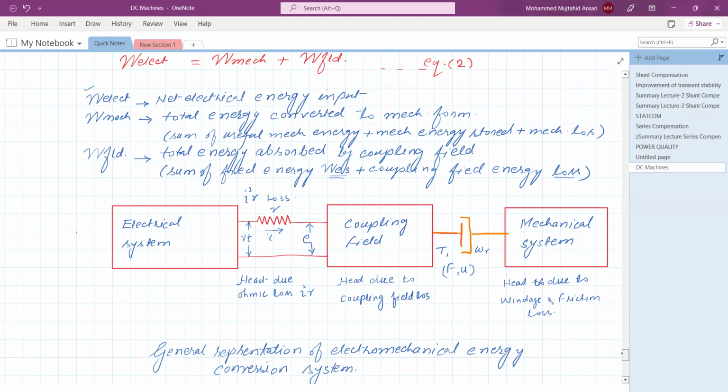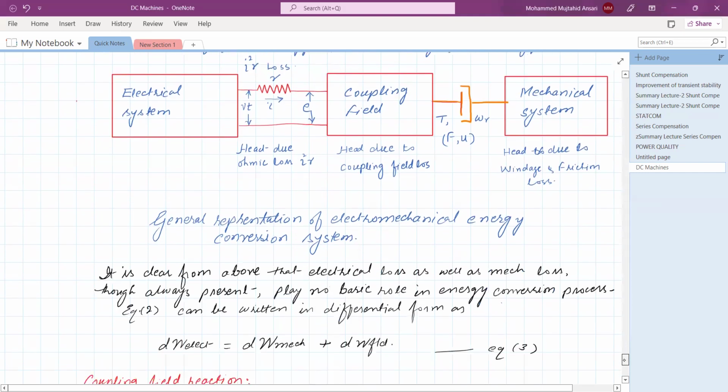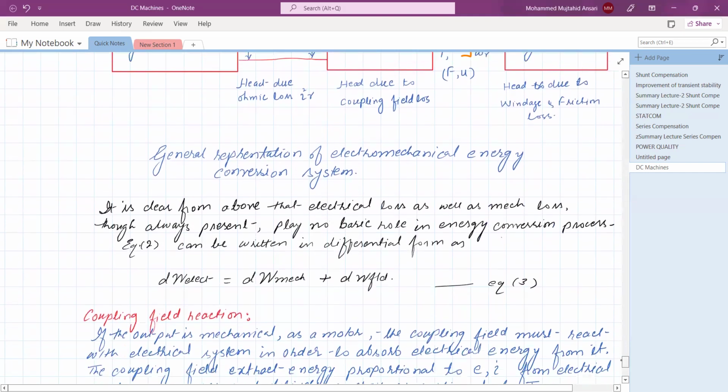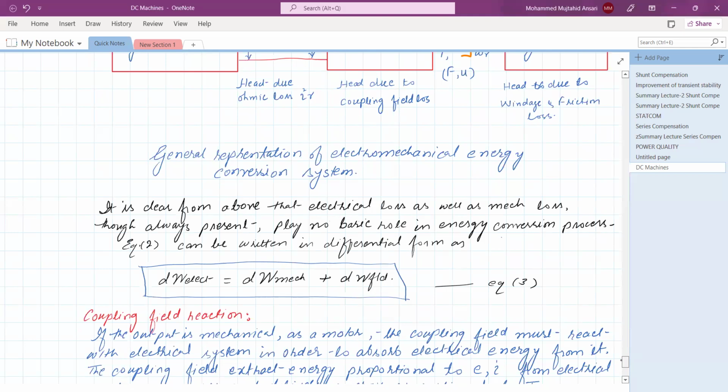In this way, this can be represented as electromechanical energy conversion. Now thus, in equation 2, any change in the electrical input, you will observe a change in mechanical output and change in energy storage. So this can be represented in the form of the differential equation: dW electrical is equal to dW mechanical plus dW field stored plus field loss. So this is our required equation.